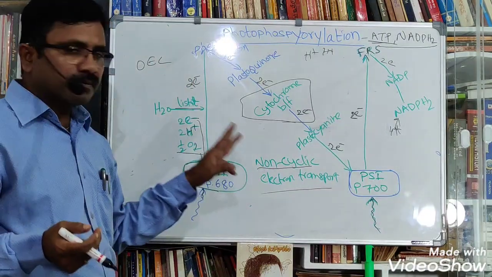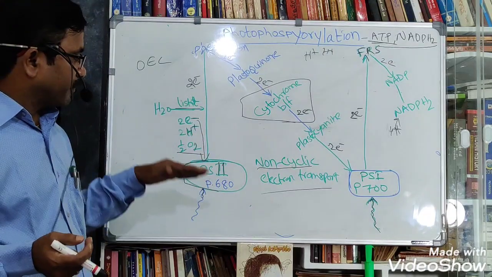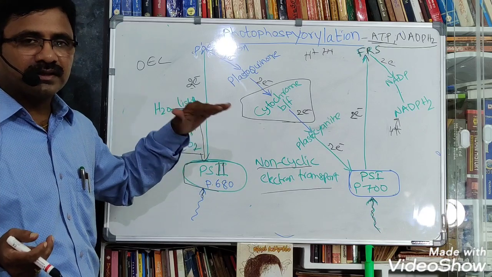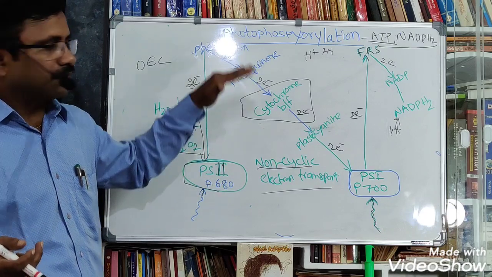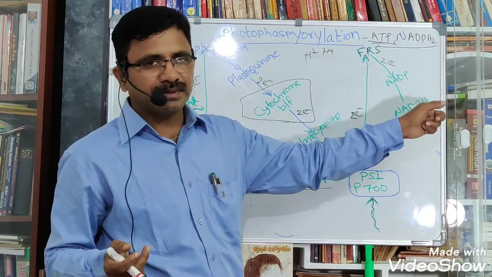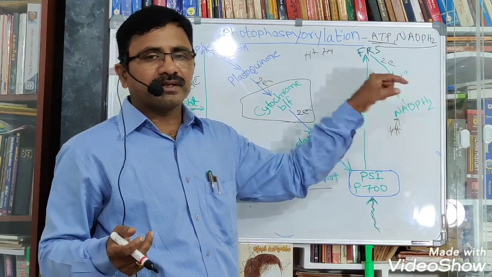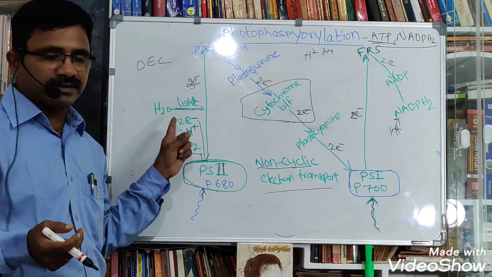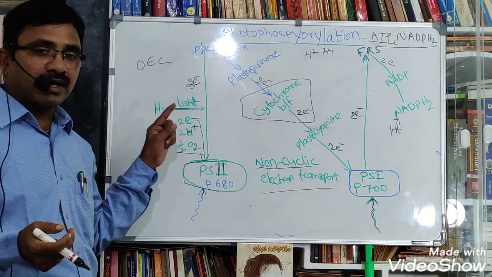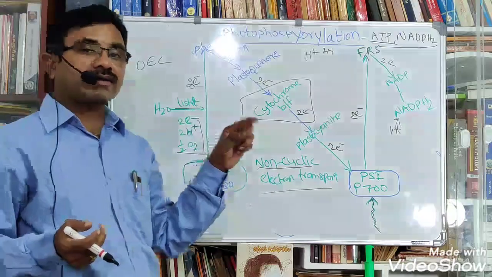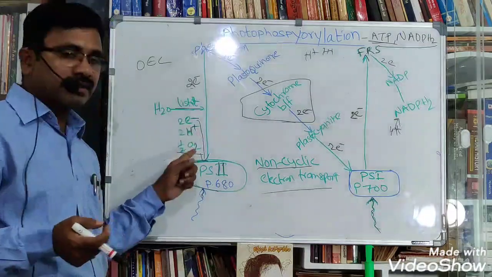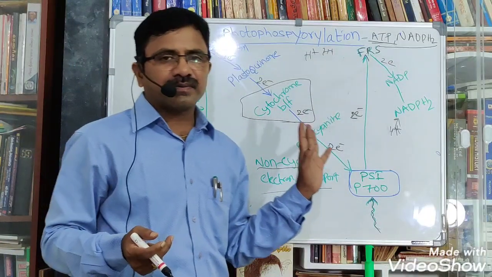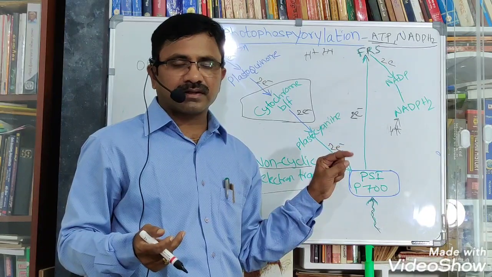That is PS1, PS2 is involved. So both photosystems receive light energy, get excited, release the electrons, which will finally reduce the NADP. So in non-cyclic electron transport, photolysis of water takes place. A water molecule is oxidized. Water molecule acts as a donor of electrons, protons and molecular oxygen. So it is a comprehensive detail of non-cyclic electron transport.